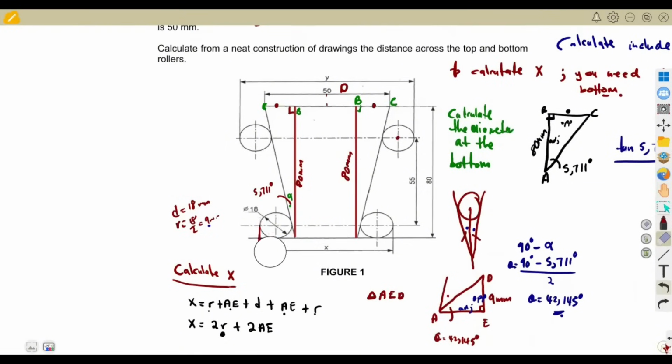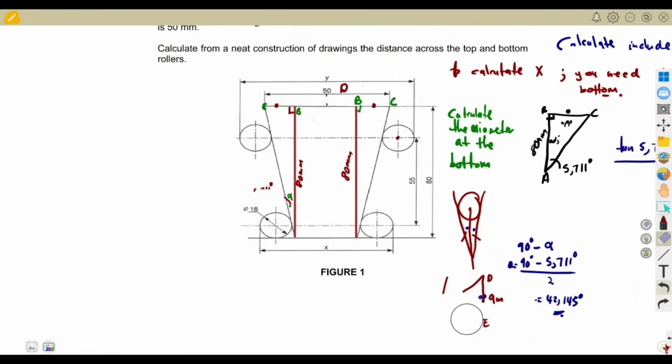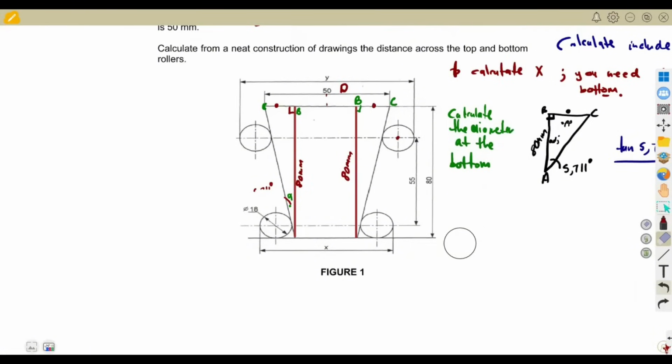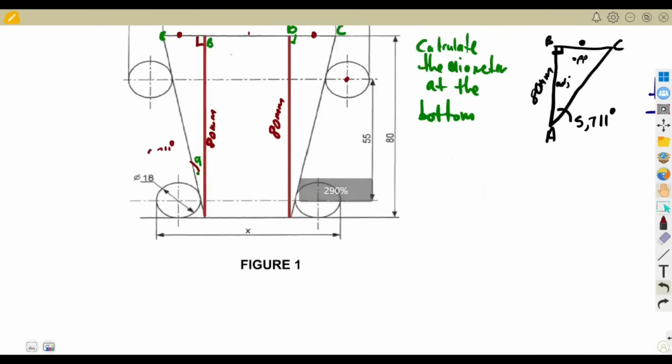I just hope, guys, you'll be with me. Let me remove this part. And so we calculated X. We now know our X. Remember, this was 14 millimeters, the diameter first. Then we calculated the whole of this X, and we got it. Our X is equal to 71.89 millimeters. All right, up to this point.